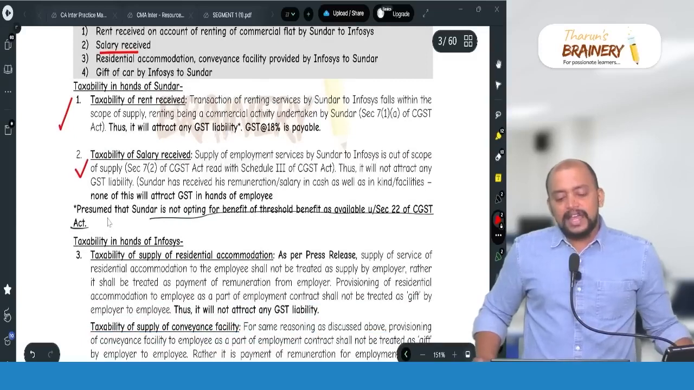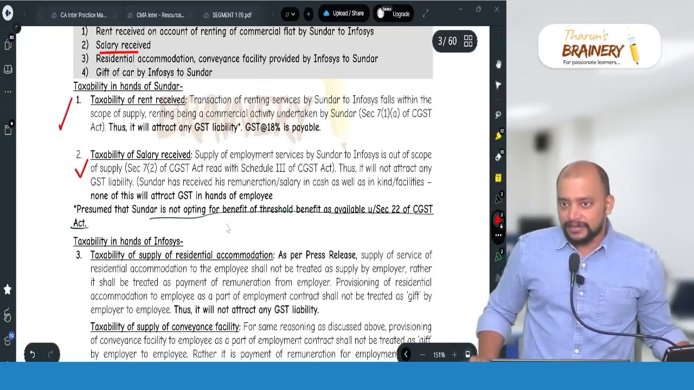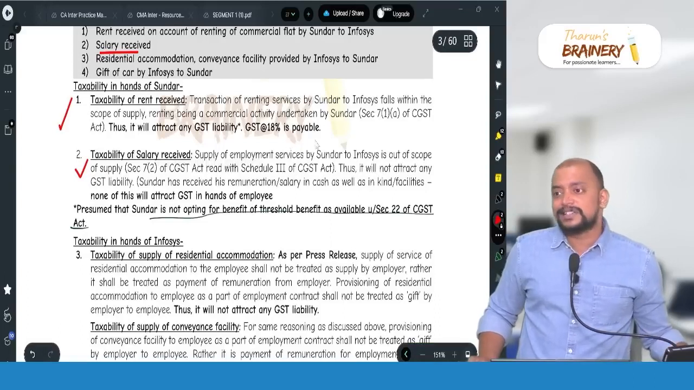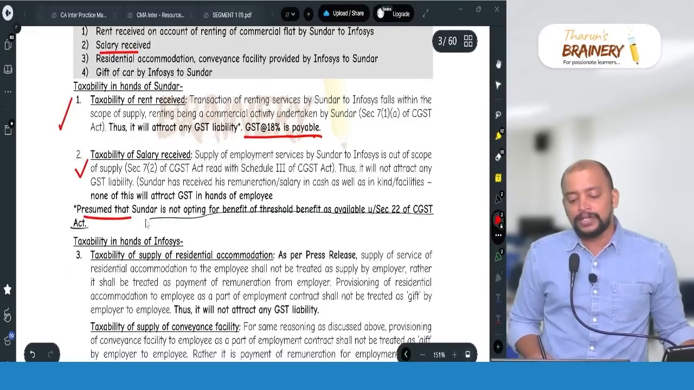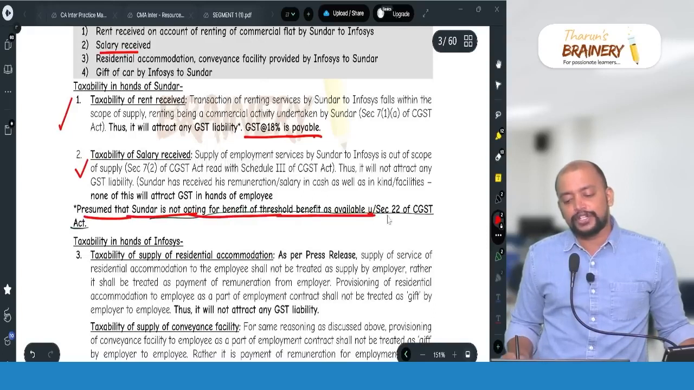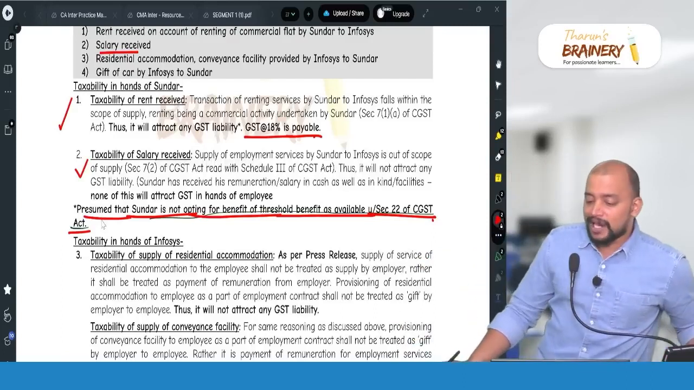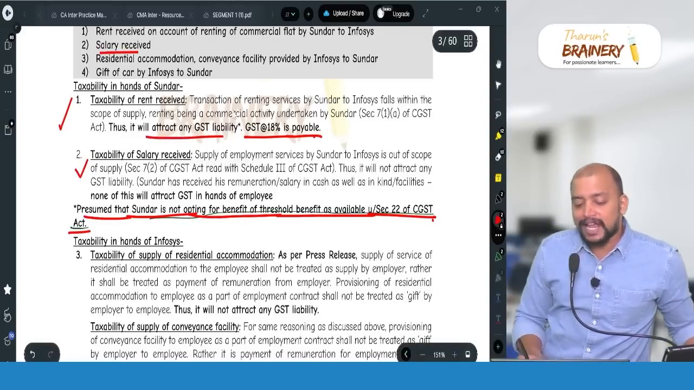Then here a presumption is taken that Sundar is not opting for the benefit of threshold limit, that's why GST is payable. Suppose you take a different assumption, that they are not registered because their aggregate turnover does not exceed the threshold limit, then you will write that GST is not payable. I have written in the previous point, taxability of rent received, GST payable, because of the assumption that I took. That is, Sundar is not opting for the threshold benefit, meaning they have crossed the threshold limit. And suppose you take that they have not crossed the threshold limit, then in that case GST is not payable, but the service will be taxable.